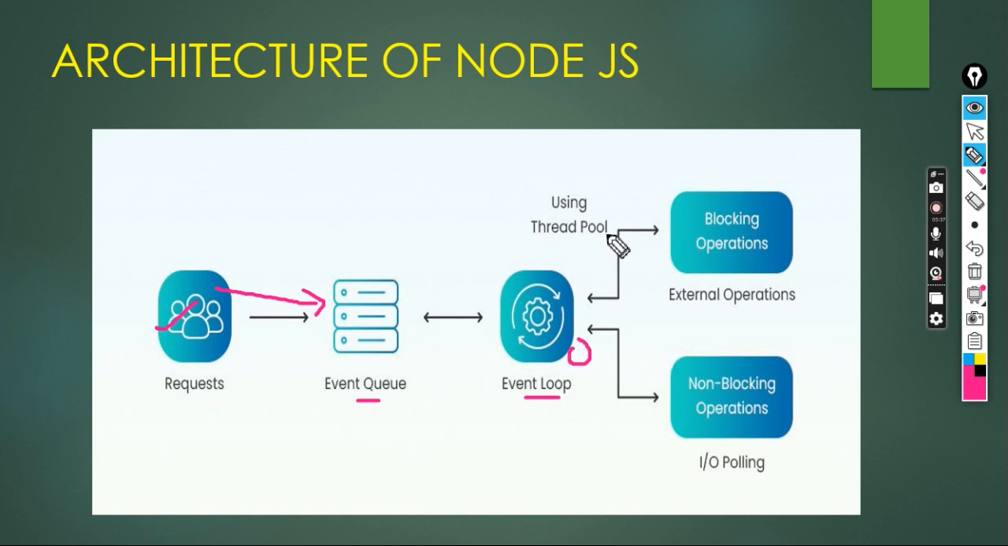If it is a complex request, a single thread is assigned from the thread pool. That is for the blocking operations, right? For the blocking operations, it assigns a thread from the thread pool and sends the result back to the event loop, and this goes back to the event queue, and the event queue responds back to the client. So the main advantage is that it can take many requests at a time. It need not wait for one request to finish before giving the response.